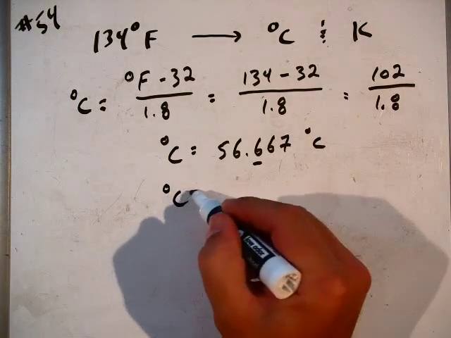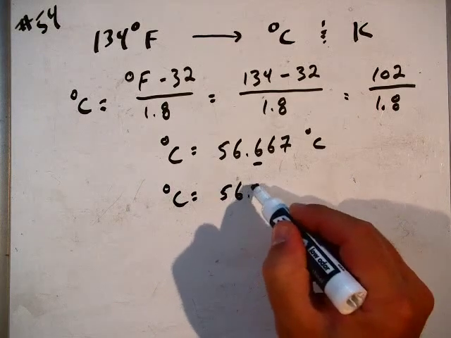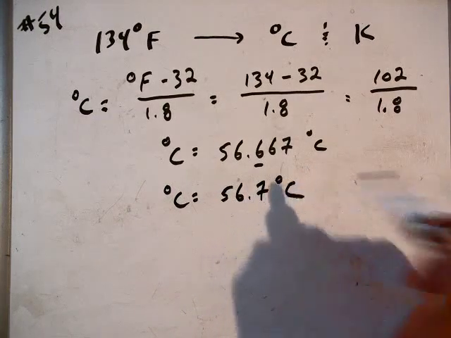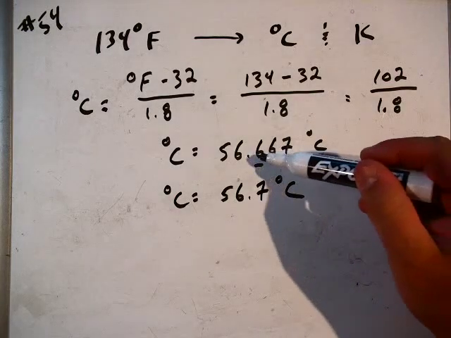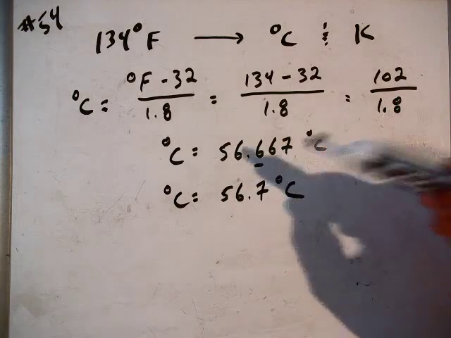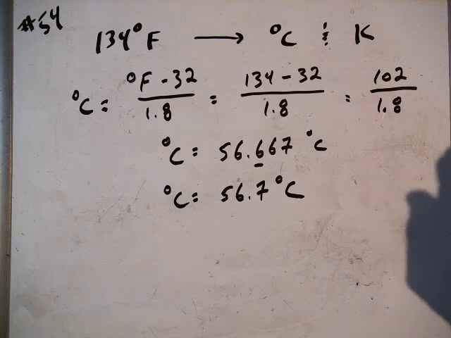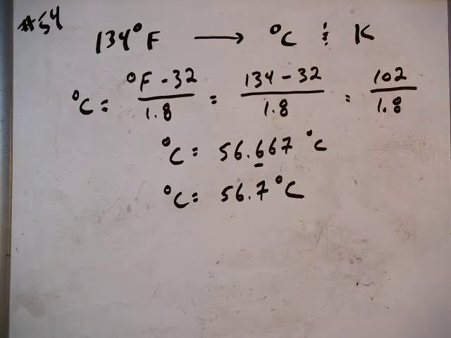And so that means our degrees Celsius would be equal to 56.7 degrees Celsius. Again, the 6 is going to turn into 7. It's going to be rounded up because of the 6 that's beside that uncertain digit. So that's the first part of this question, is figuring out the degrees Celsius.